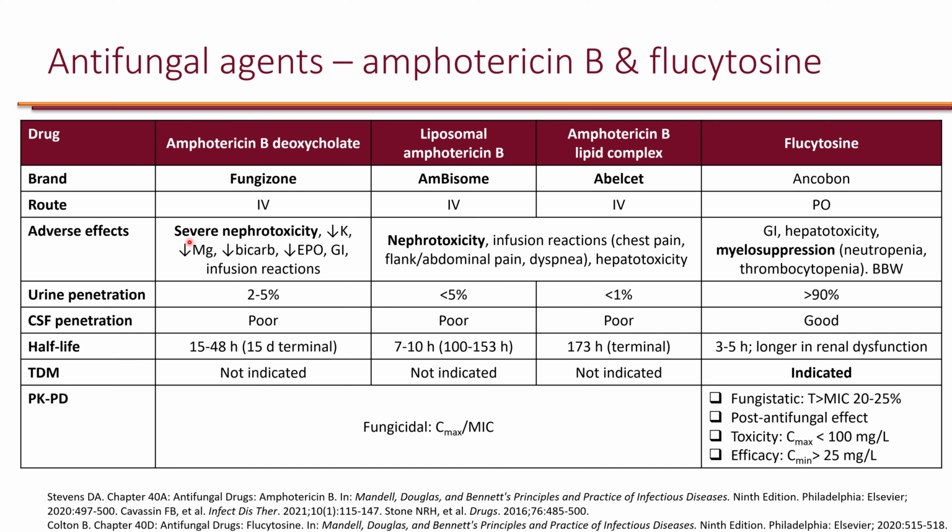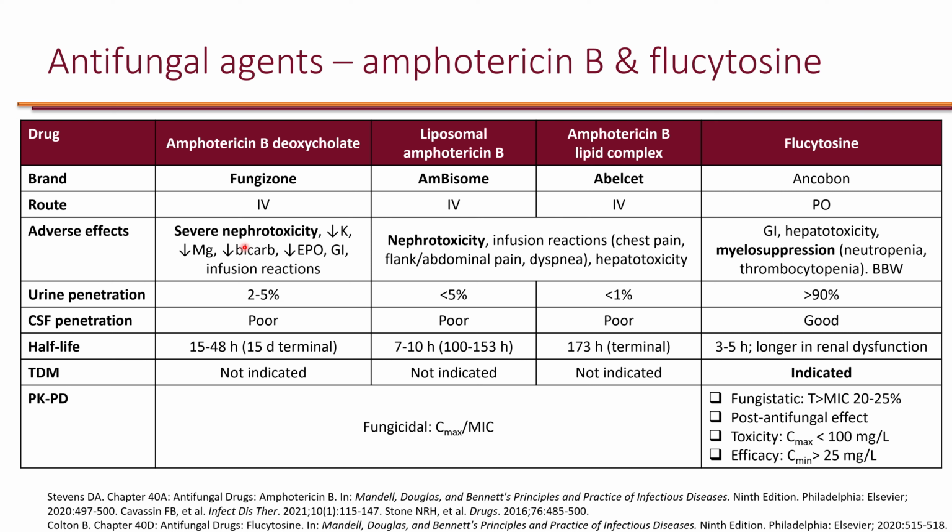So the conventional amphotericin causes severe nephrotoxicity, including wasting of potassium, magnesium, and bicarb. As well, because this is in the kidneys, it can reduce epogen production, which can lead to anemia. There's also a lot of infusion reactions. Now, because of all this nephrotoxicity, it's important to provide saline loading to the patients.